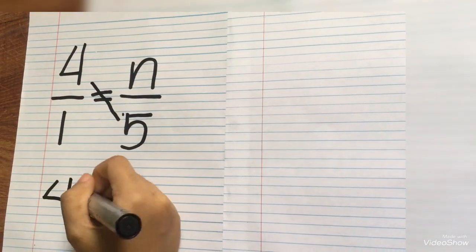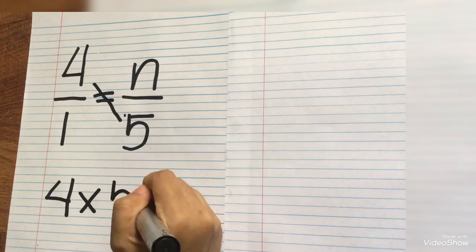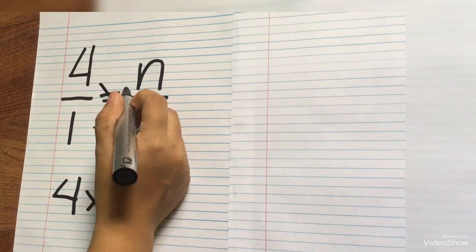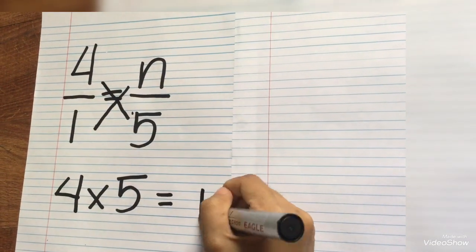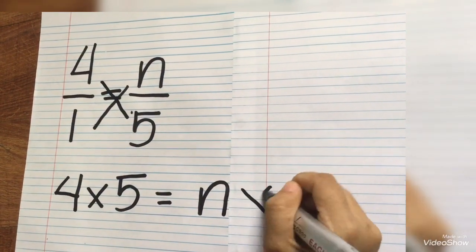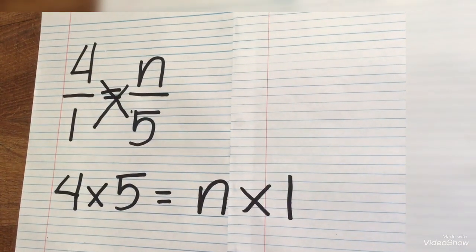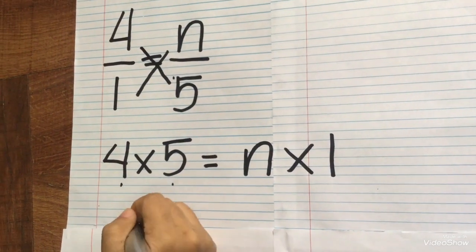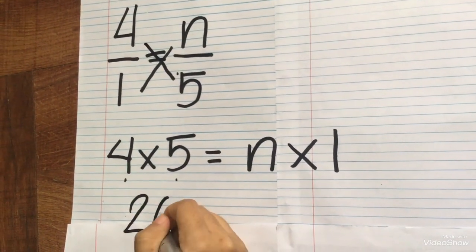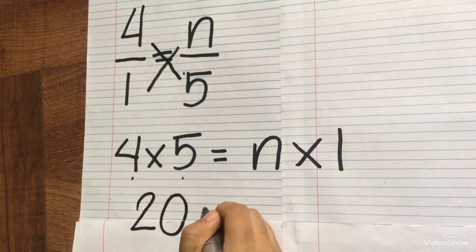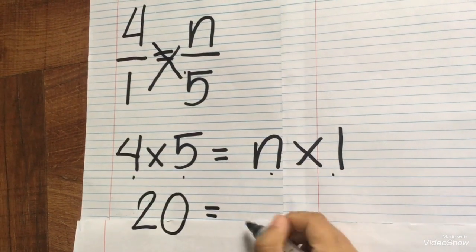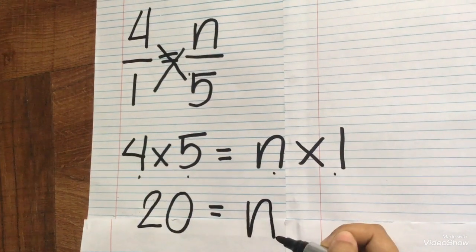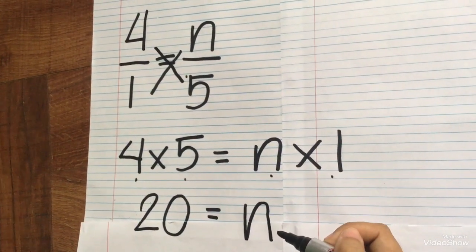4 times 5 is equal to N times 1. 4 times 5 is 20. And N times 1 is N. Therefore, 20 bags of cement are needed to make 5 cubic meters of concrete.